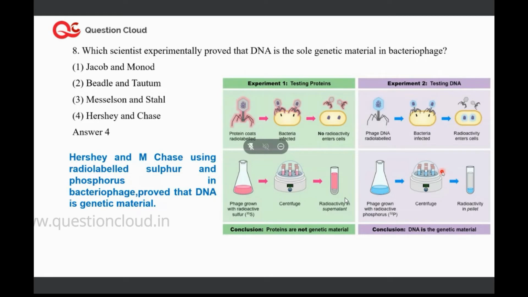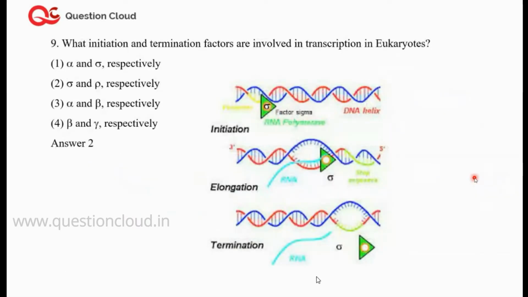Okay, so the experiment to prove that DNA is the genetic material is the Hershey and Chase experiment, using radio-labeled bacteriophage and E. coli cells. Okay, now next let's go on to the ninth question, that is, what initiation and termination factors are involved in transcription. Okay, so it's a very, very important concept.